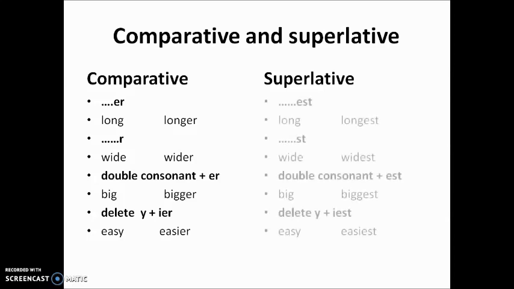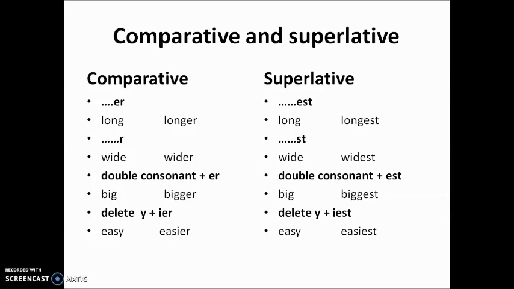In the superlative, we add est to the adjective. Like the adjective long, it becomes longest. Sometimes we add st only when the adjective ends in e. Like the adjective wide, it becomes widest. And sometimes we double the last consonant plus est, like the adjective big, it becomes biggest. When the adjective has one vowel followed by one consonant, we double the last consonant.